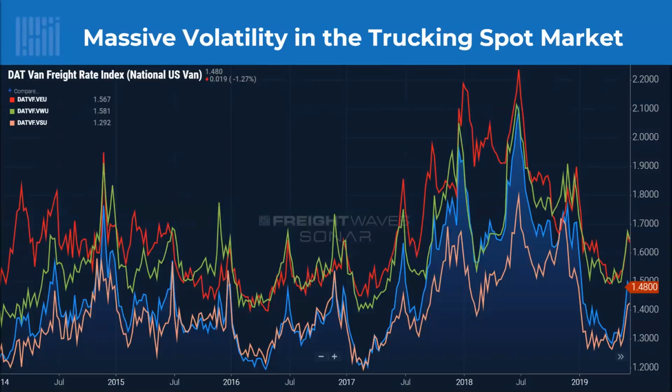And talking about trucking spot rates, they're highly volatile. This chart from our Sonar platform shows the DAT van rate, the national US van, as it compares to the regional rates, the East, the West, and the South. So you can see since 2014, there was a massive rise in freight rates to the middle of last year. But if you look at that massive rise, you can also see wild swings up and down nationally, but also regionally. So the trucking freight rate market is highly volatile. The market itself is massive.